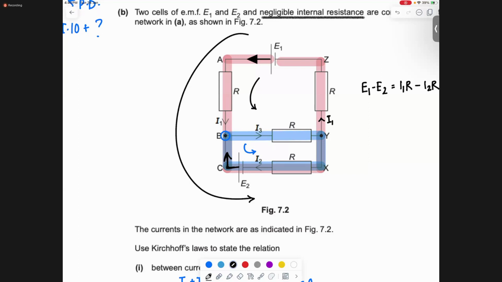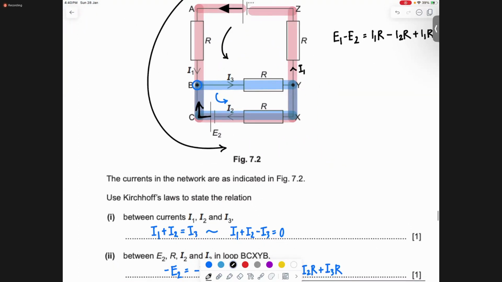Why did I take i3 minus? For part b, I took my loop like this. If I go like that with my loop, does the current i3 match my loop or is it against it? Whenever your arrow and the actual arrow provided are in opposite directions, the current will be a minus, and if your arrow and the actual arrow match, it will be plus.